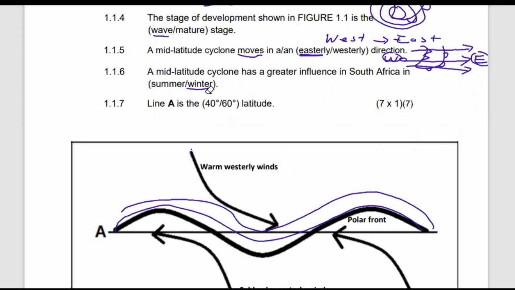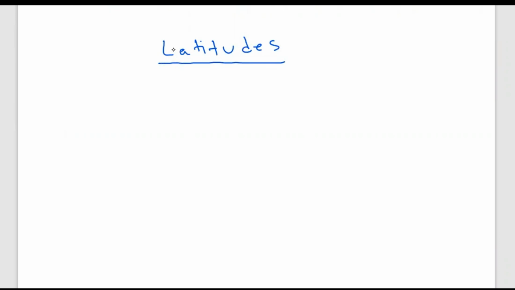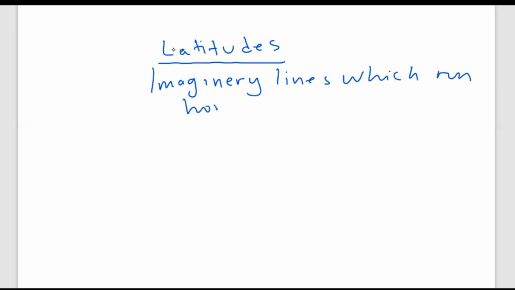Okay. Moving to question 1.1.7, they say line A is the 40 degrees or 60 degrees latitude. What are latitudes? We all know latitudes. Let's go back to our blank page. Latitudes. Remember, these are imaginary lines which run horizontally from the east to west.